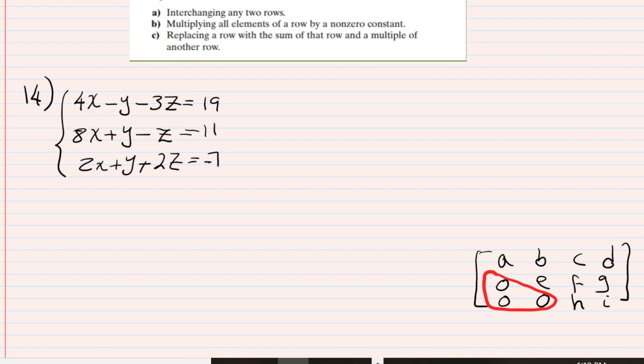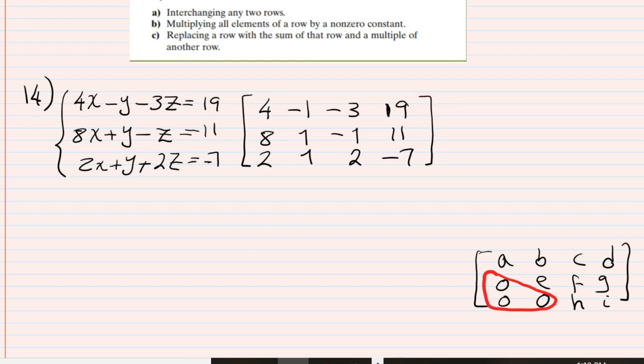So let's first write the system. The system is 4, negative 1, negative 3, 19, right? Only the coefficients, or the numbers on the variables. No variables in this step. Negative 1, 11. And then I have 2, 1, 2, negative 7. And here's our system. Okay.